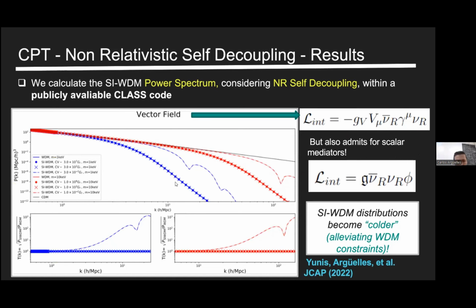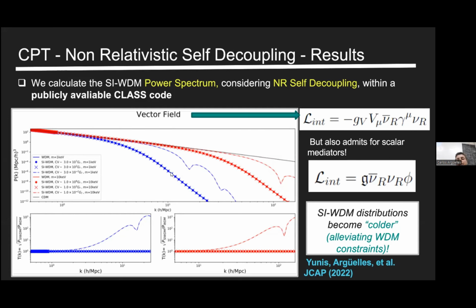We have recently shown that, for example, in blue is for 1 keV, and in red is for 10 keV. The black power spectrum is cold dark matter. You see that for 1 keV, standard warm dark matter, so without self-interactions, because as I have told you we have solved the general problem including self-interactions, the suppression is quite pronounced, in such a way that this model enters in tension with the substructure and the Lyman alpha forest.